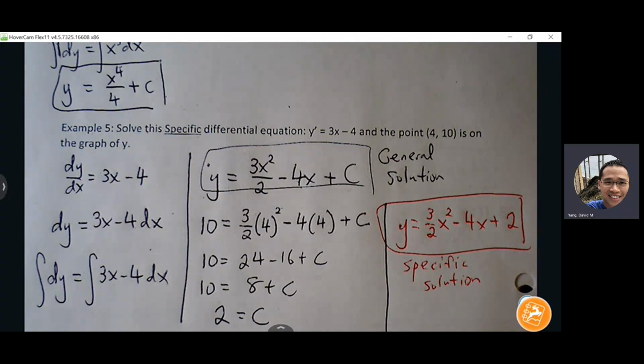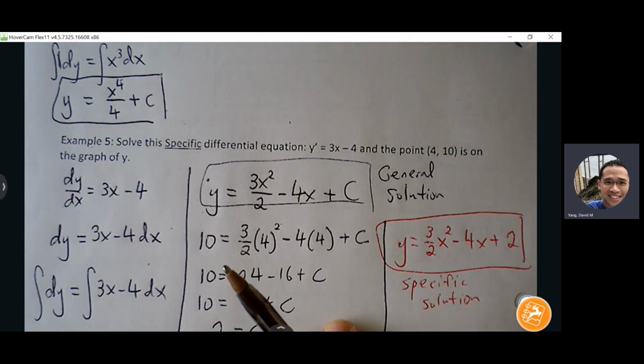Okay, any questions about distinguishing between a general solution and a specific solution? Specific solution takes a little bit more time, but we always have to go through the general solution before we can reach the specific solution. Okay, let's do 2 more examples and then we can start our quiz review.